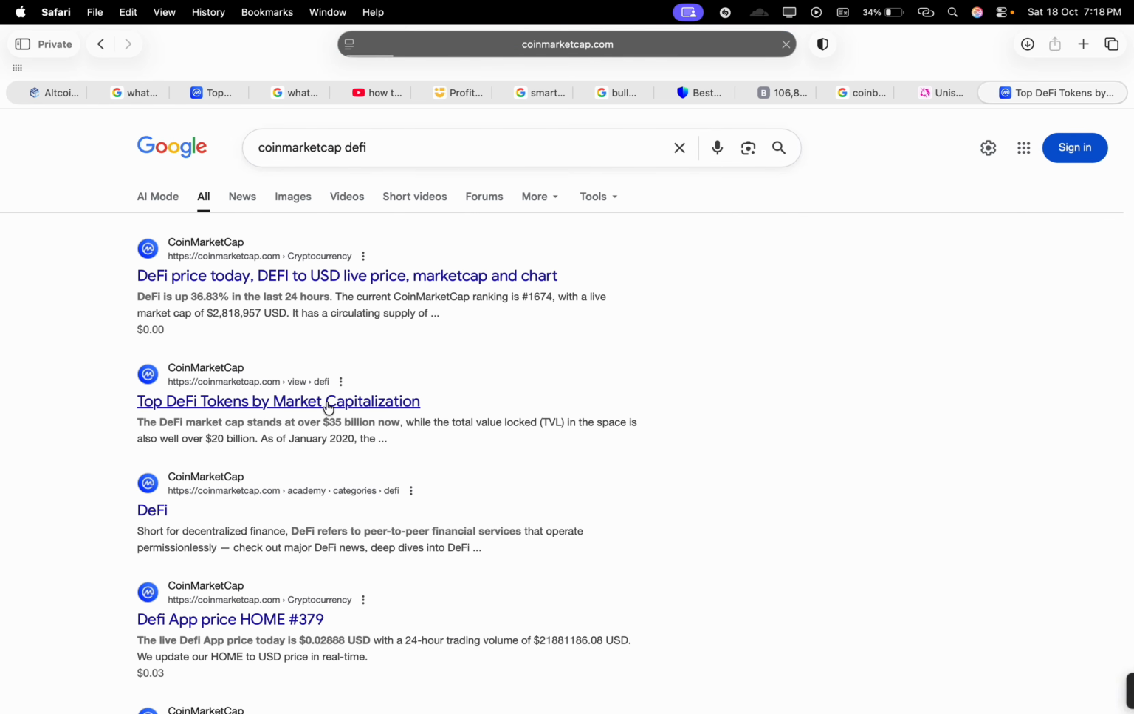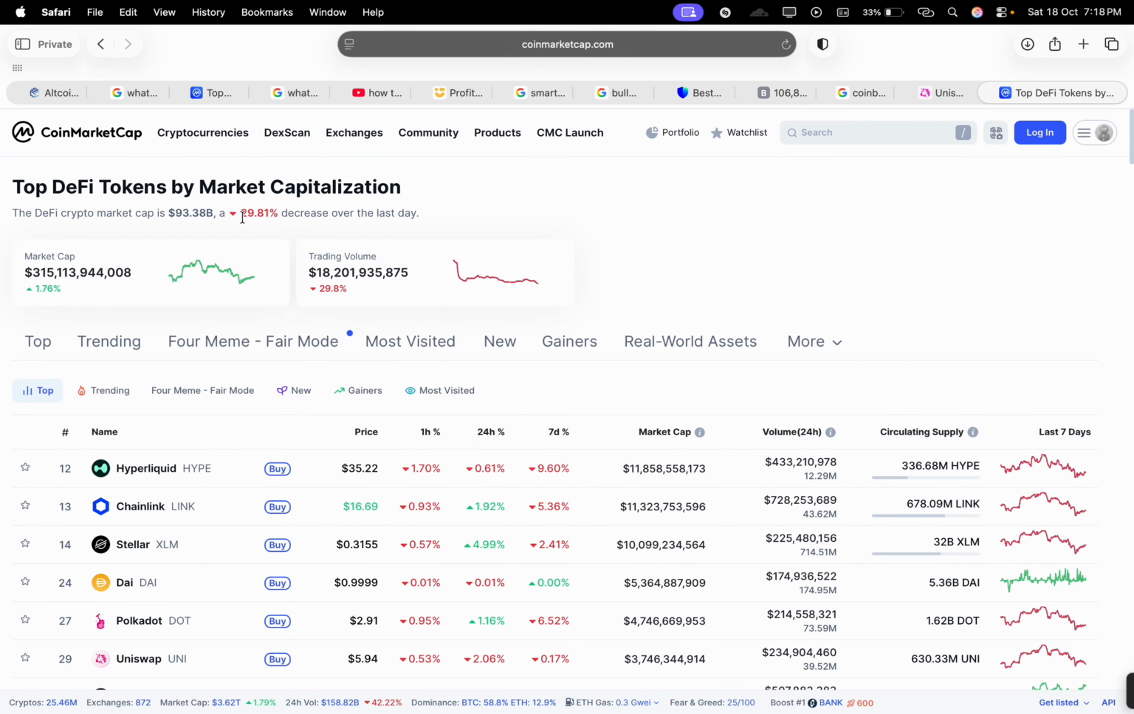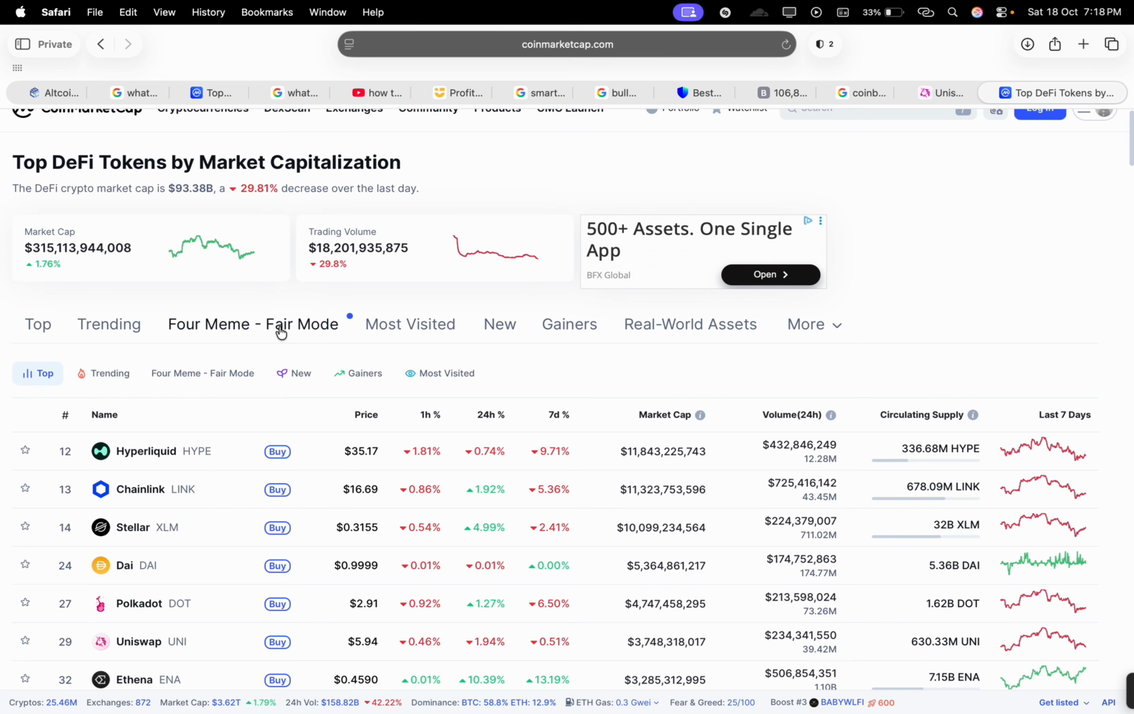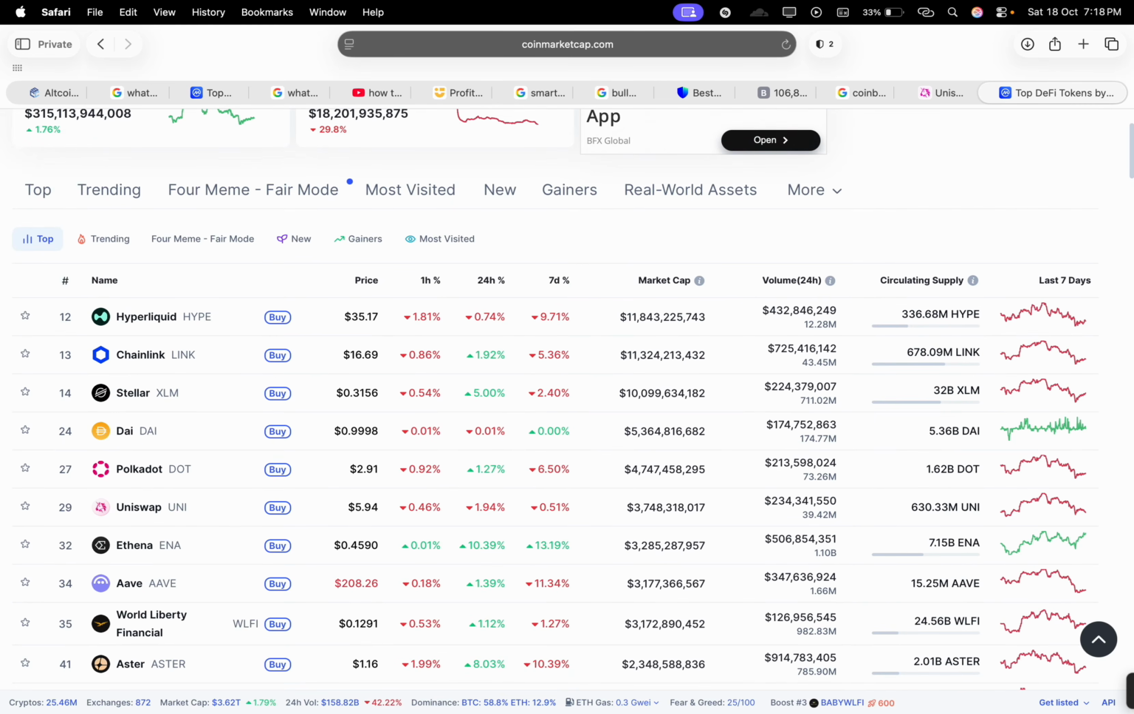Here you can see top DeFi tokens by market capitalization. Basically, DeFi is digital decentralized finance, that is finance without banks. You don't need any bank in between. I recently told you about Uniswap.